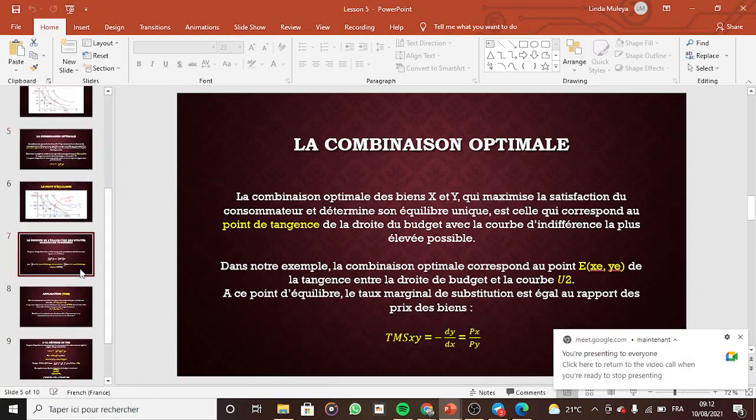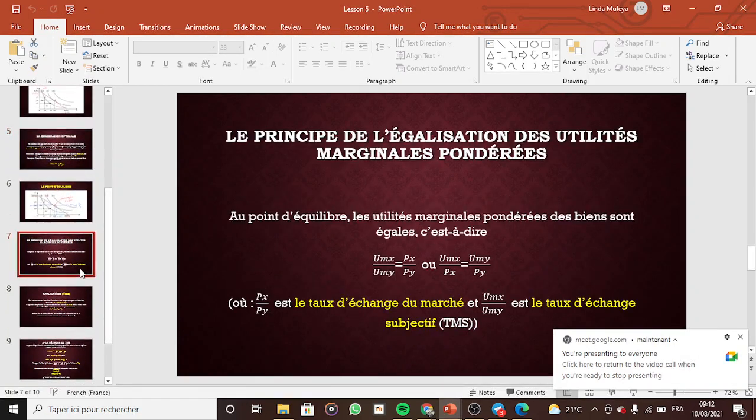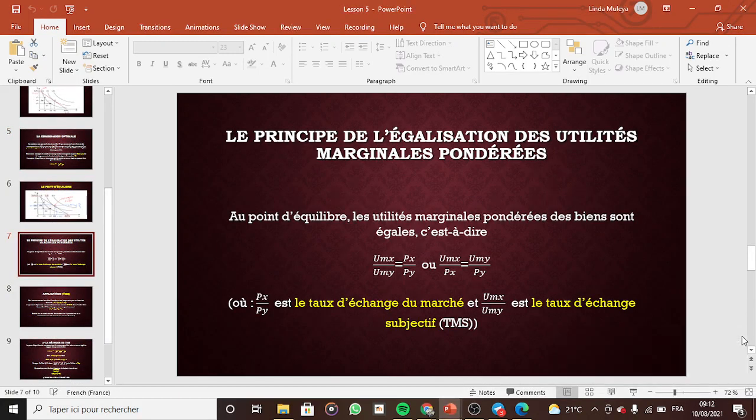Okay, so what else did we look at? We looked at how to apply the second law of Gossen to ordinal equilibrium. And so we saw this equality here, which is the marginal utility of x over the marginal utility of y is equal to the price of x over the price of y, or UMx over Px is equal to UMy over Py. It means the same thing.